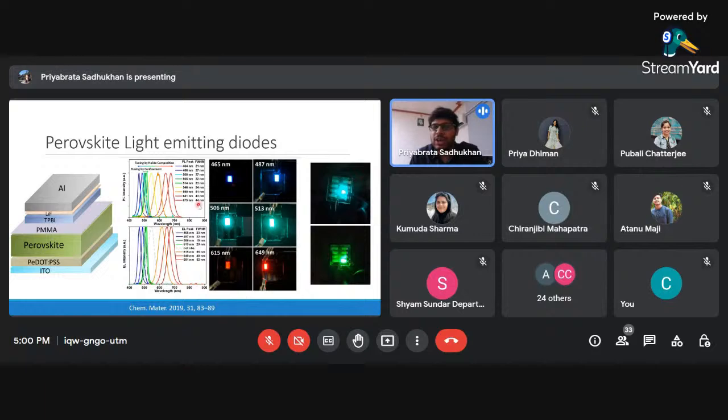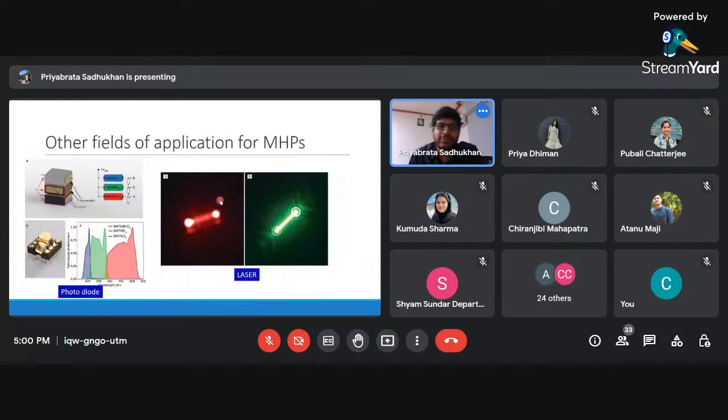So right now we are working on this, and we are getting very promising results. However, there are some challenges. We need to meet them before we can make it easy for commercialization. And other fields of application of MHPs are photodetectors and lasers.